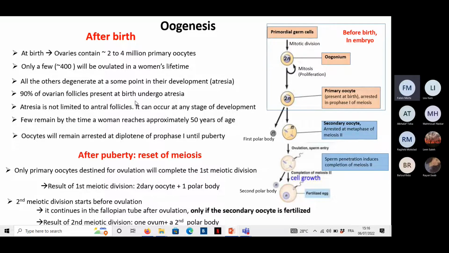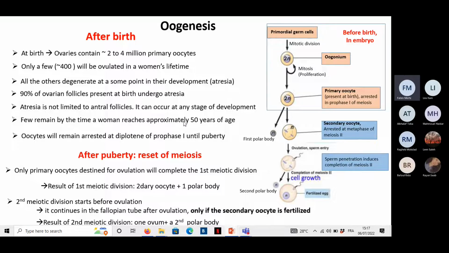And all of the follicles can undergo atresia, because the follicles have different stages of maturation. We have the pre-antral follicles and the antral follicles. All of them can undergo atresia, not only the antral follicles but the pre-antral also. So this atresia can occur at any stage of development.